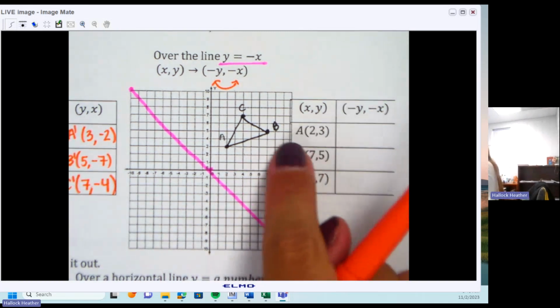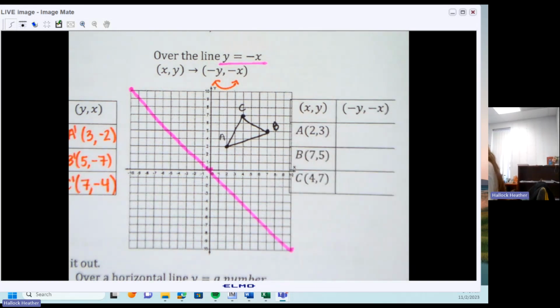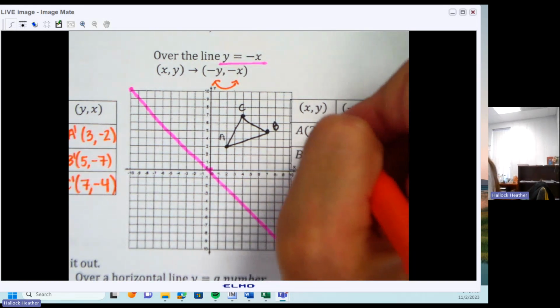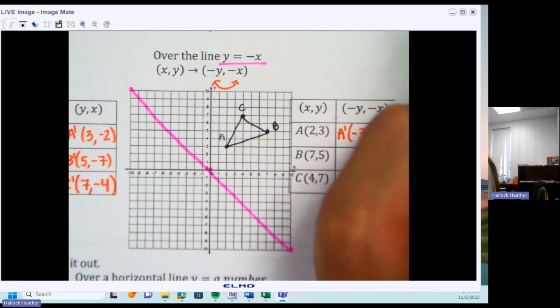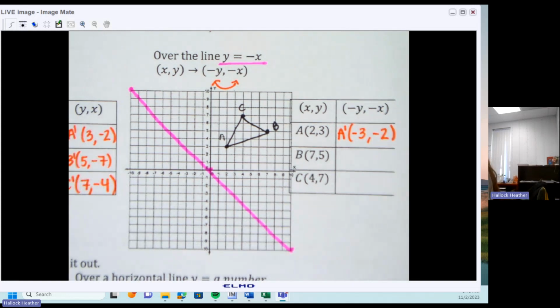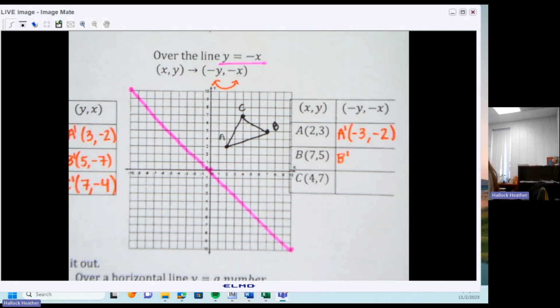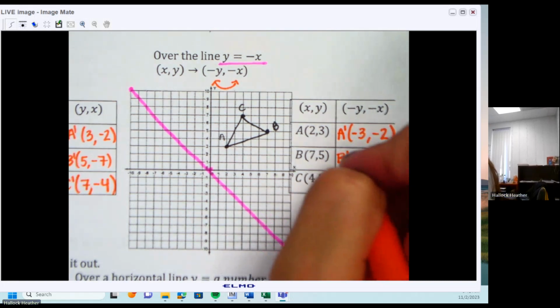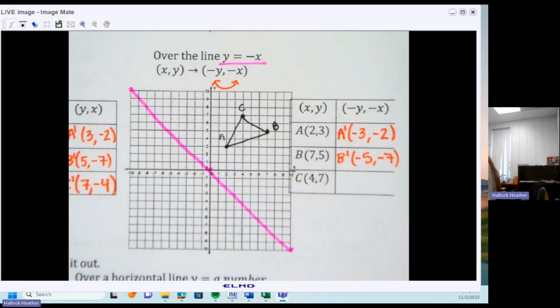So if A was +2, +3, we're going to flip it and switch the sign. So A prime is now -3, -2. They were both positive, they're both negative, and I flipped the coordinate. Flip the coordinate, switch the sign. B was 7, 5. I'm going to flip the coordinate, switch the sign. So -5, -7. C was 4, 7. I'm going to flip the coordinate, switch the sign.